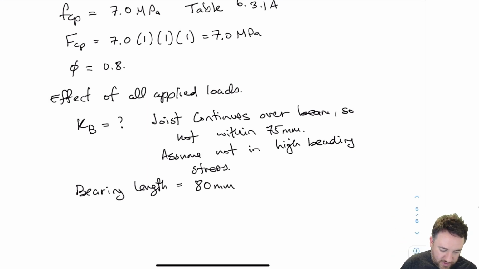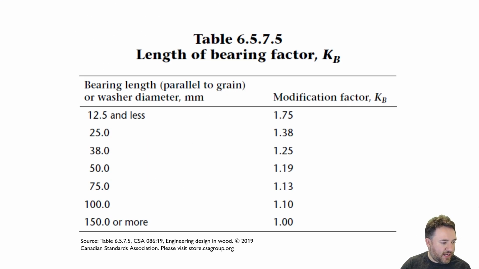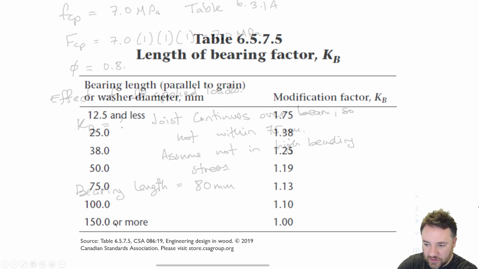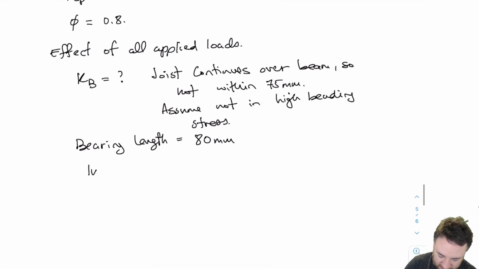Okay, so then if I go to my table for KB, you'll see that for 80 millimeters, I don't actually have a value here. So I'm going to have to interpolate between 1.13 and 1.10 based on where 80 lies between 75 and 100. So let's go ahead and do that. So I'm going to interpolate.